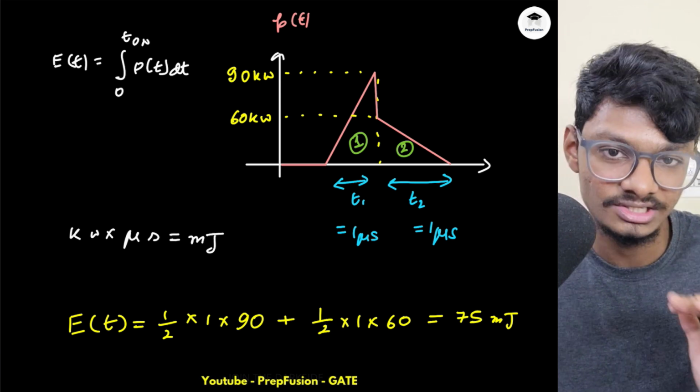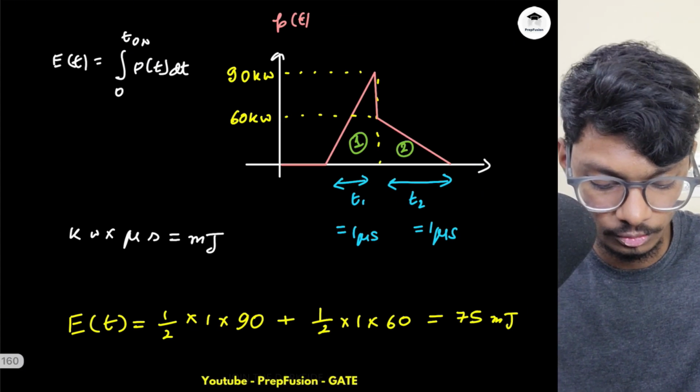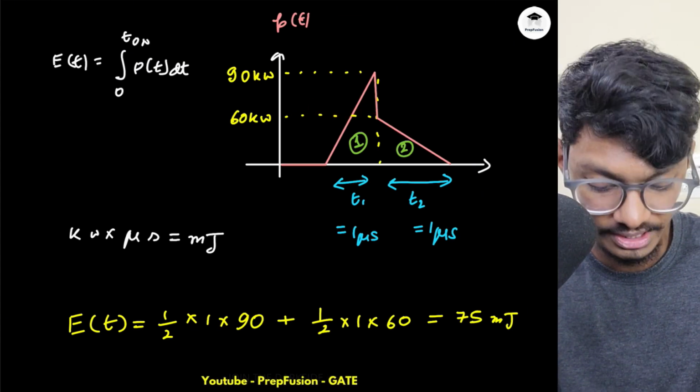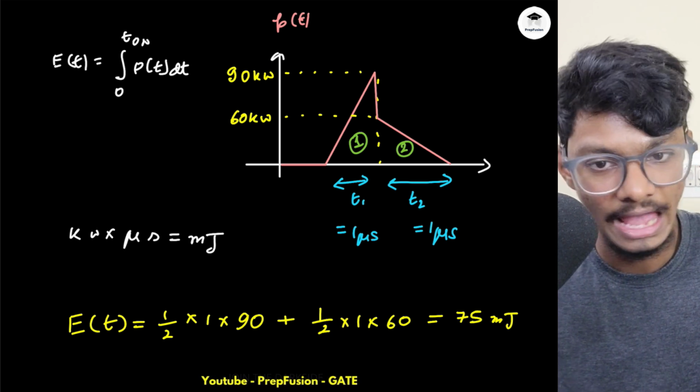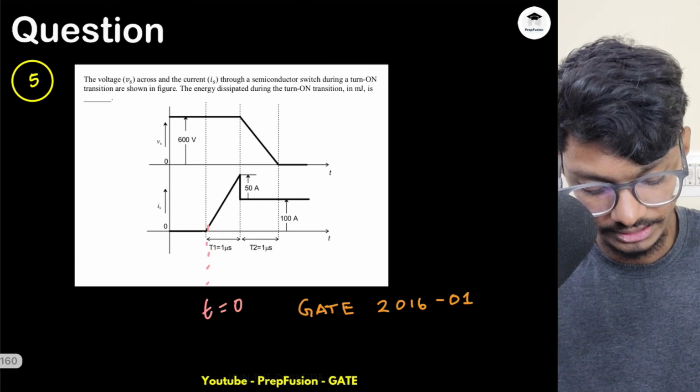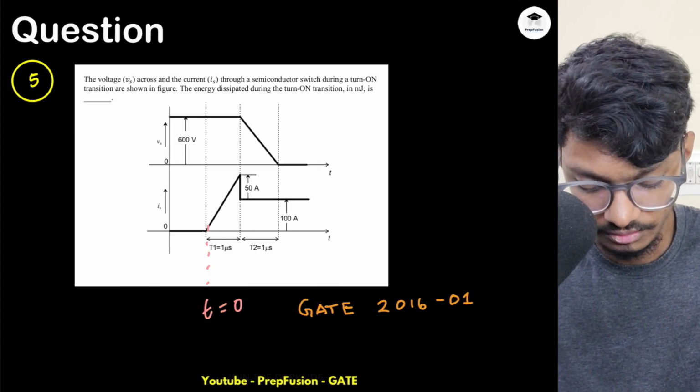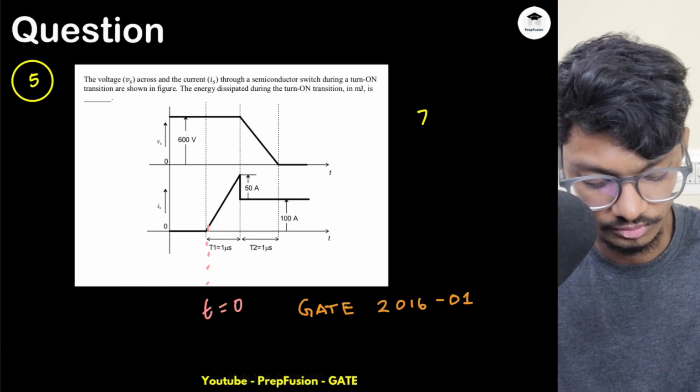So you see, the answer was so easy, but if you want to do it with equations or formulas, it would be so difficult for you. So that's why always keep the basics clear. So the answer for this question will be 75 millijoules.